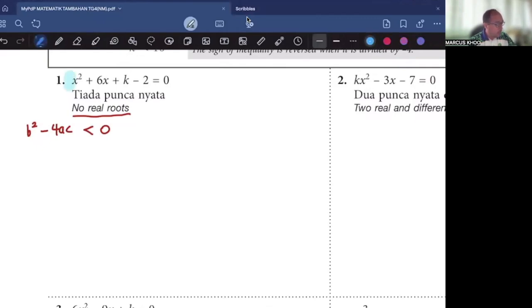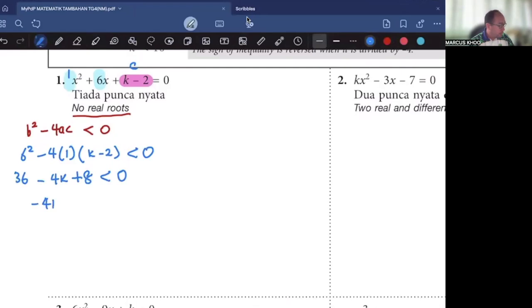But first let's identify what is a, what is b, what is c. a is 1, this is b, and finally, this whole thing is c. Be careful: whatever has no x, that's the one with the c. So let's substitute in: 6 squared minus 4 times 1 times (k minus 2) is less than 0. This will give you 36 minus 4k plus 8 less than 0, so minus 4k plus 44 less than 0.